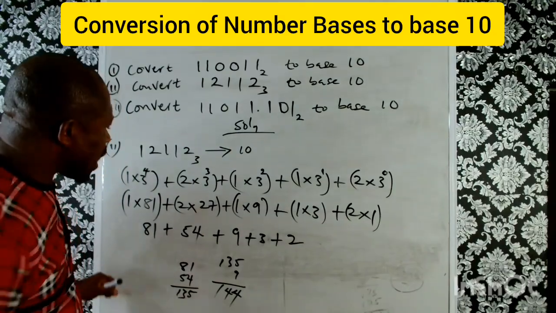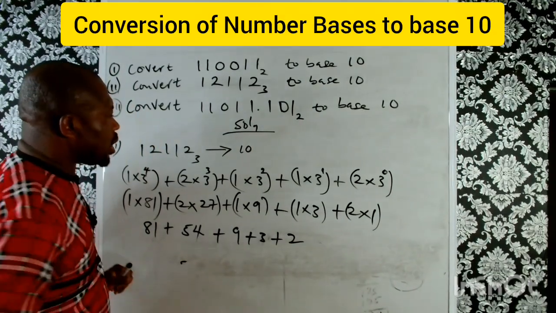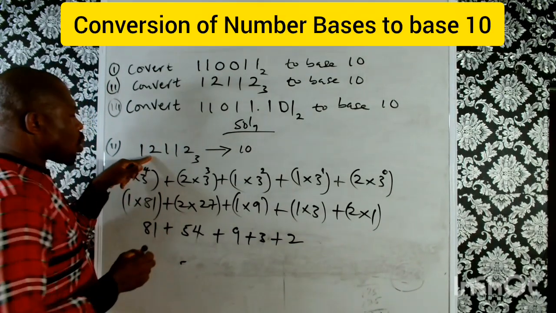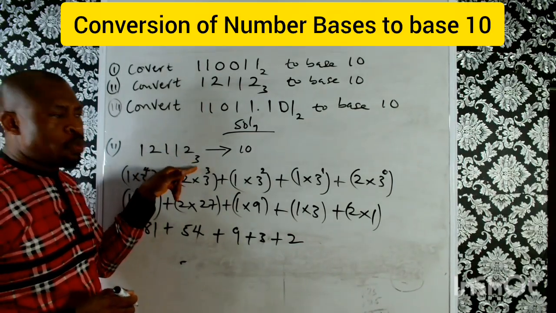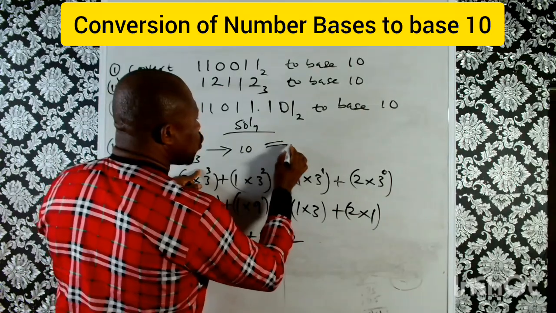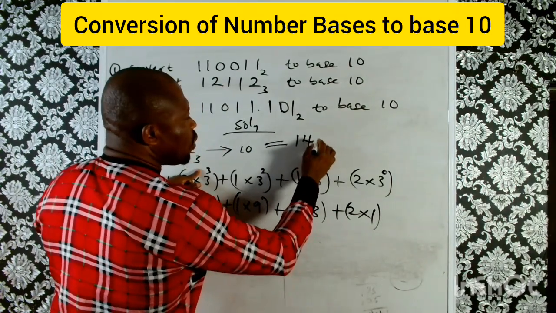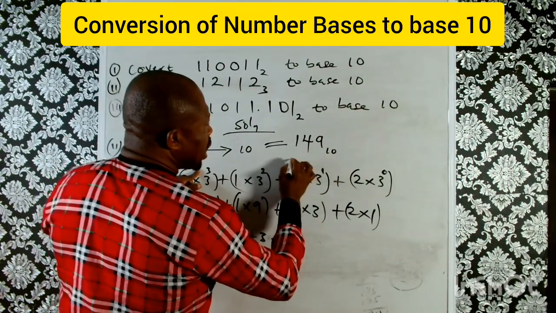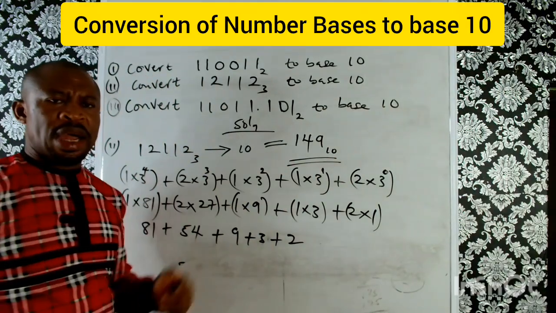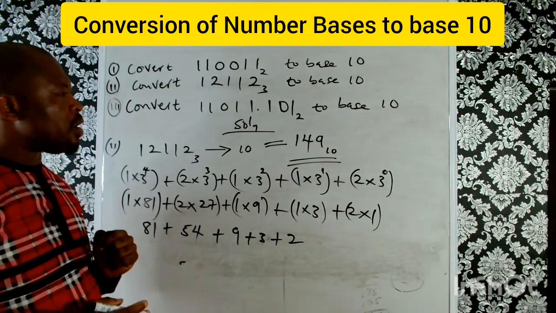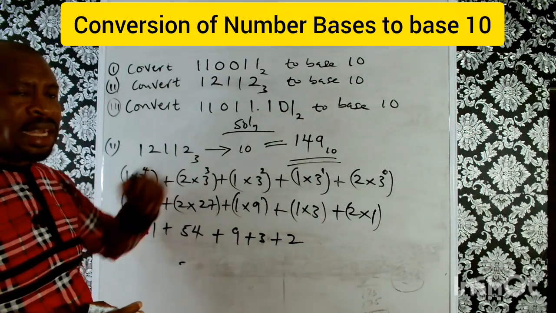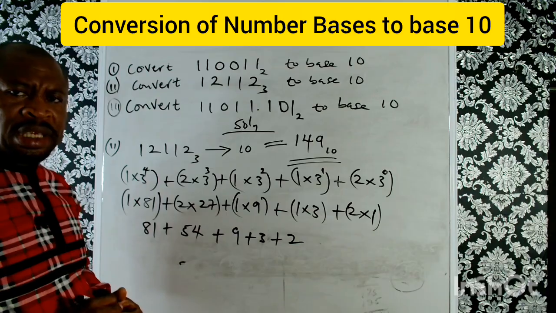Therefore, we can now conclude that to convert 112 base 3, the answer will give us 149 base 10. So this is our answer to this. Now let's see how we can solve this one that has decimal points.